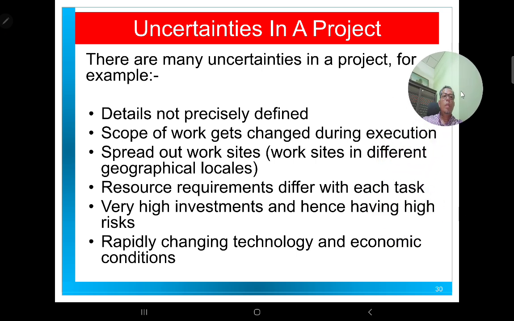Of course, in the implementation of many projects, there are some risks that you need to face, or even identify. So there are uncertainties in project implementation. Some examples of uncertainties in a project: for example, you fail to precisely define the scope of the project, so you don't have the details of the project precisely or clearly defined.